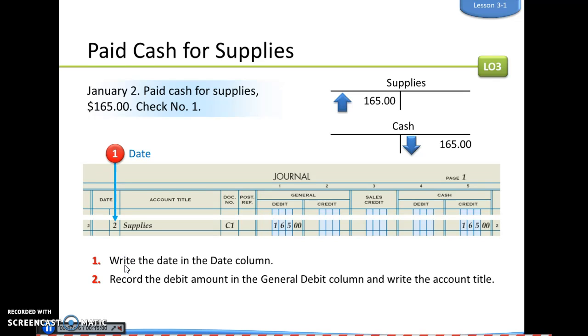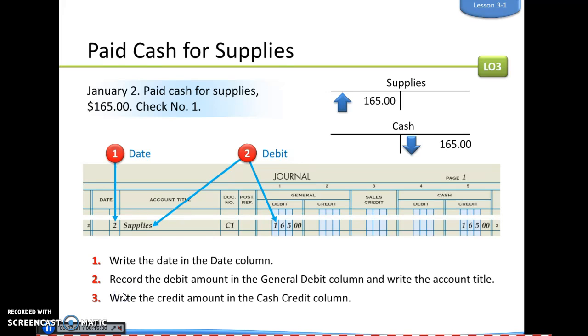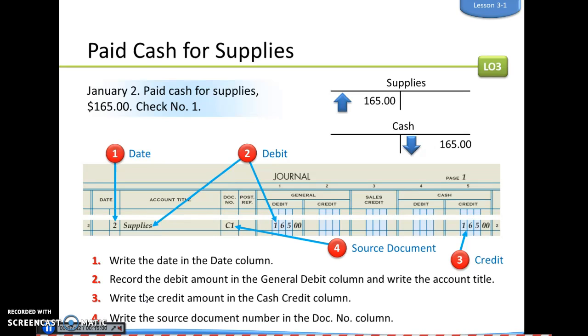The debit amount goes in general debit, and then the account title is supplies. And then the credit amount will be cash credit, and then the document number for the source document was check 1 or C1.